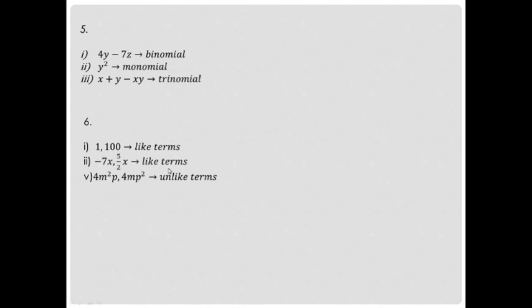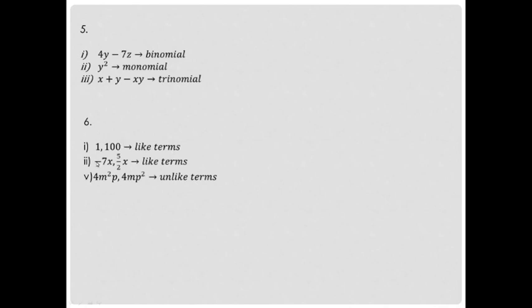Like terms means that the coefficients may be different, but the terms have similar variables. Similar variables are called like terms. Here we have 1 and 100. 1 and 100 do not have any variables. They are both constants. That means they are like terms, first of all.